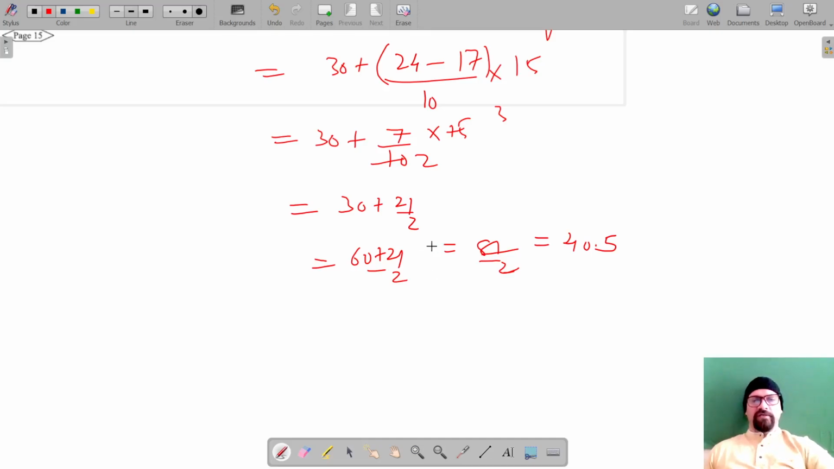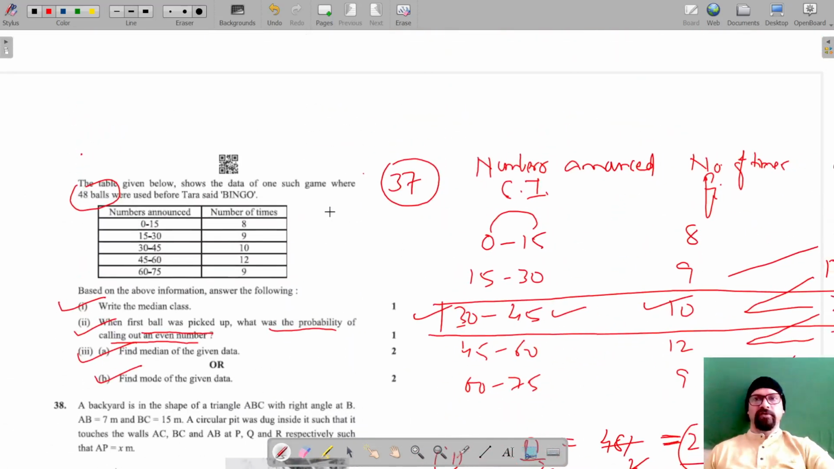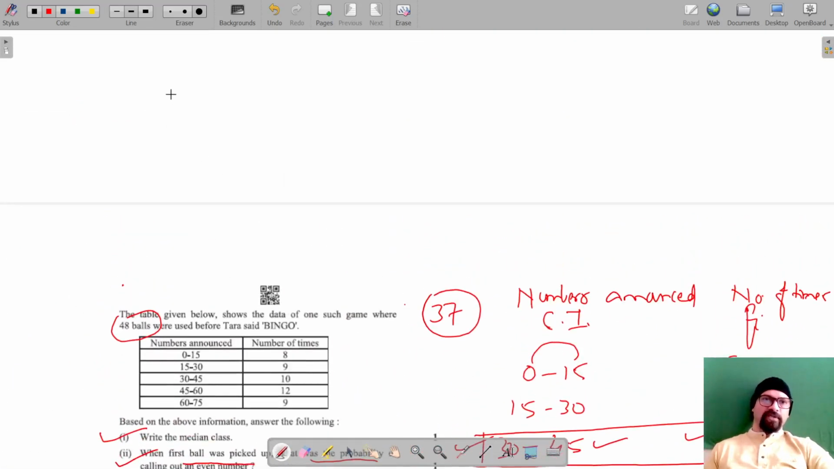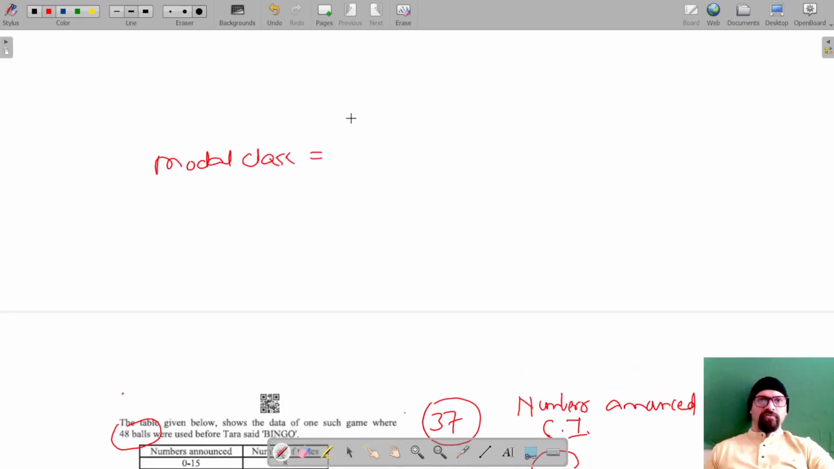And now for the next one, we have to find the mode of the given data as well. So before that, let's write down the modal class. The modal class is the class with the maximum frequency, which is 12. So the modal class is 45 to 60. And we have to find the mode.